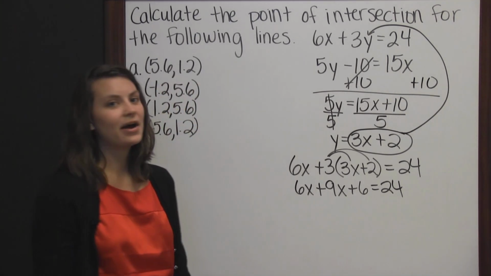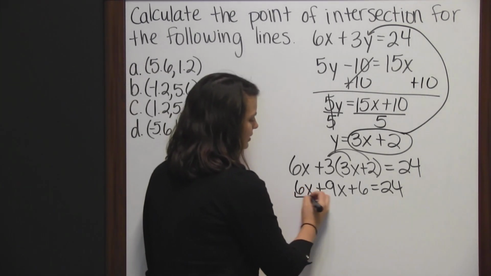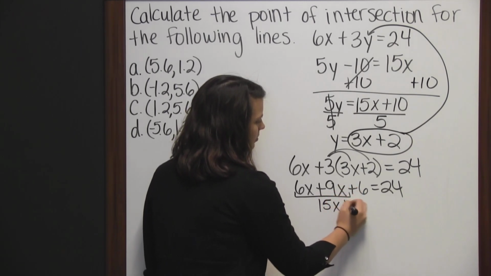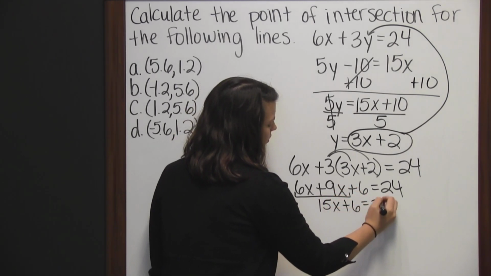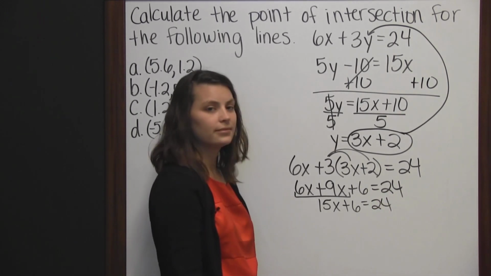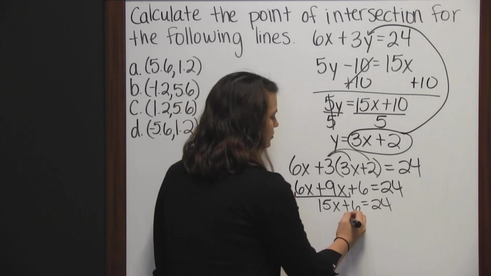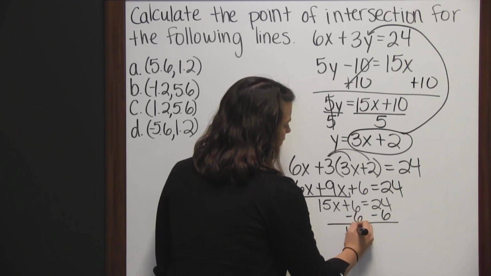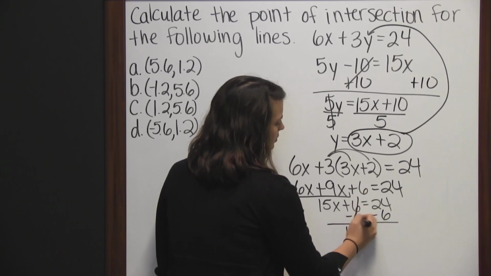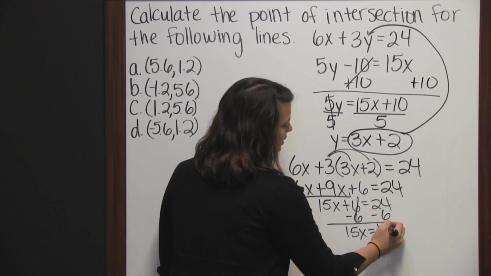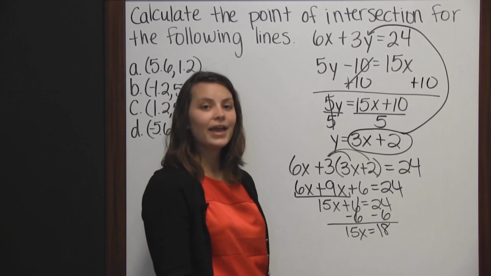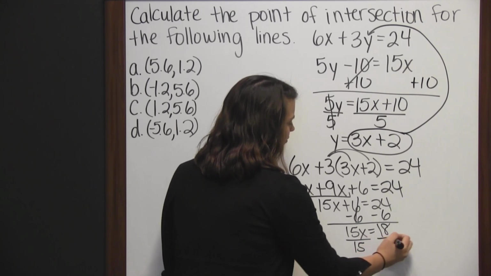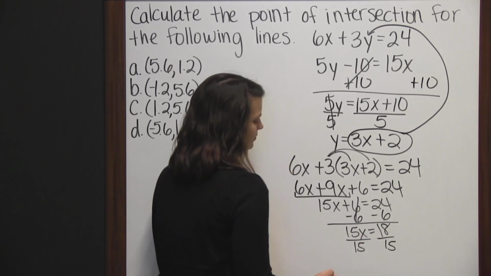Next, we need to combine like terms. 6x plus 9x is 15x, plus 6 equals 24. Then, we need to subtract 6 from both sides. So 15x equals 18. And finally, we need to divide both sides by the coefficient of x, 15.